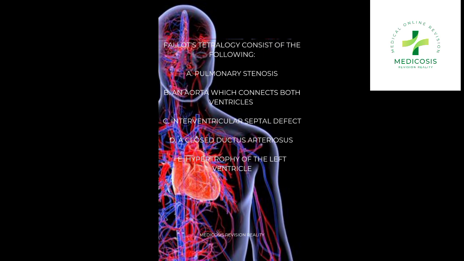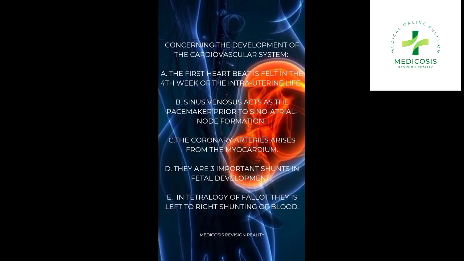Okay, we have reached the end of the pharmacology questions. We go to the last question. Concerning the development of the cardiovascular system. A. The first heartbeat is felt in the 4th week of the intrauterine life. B. Sinus venosus acts as the pacemaker prior to sinoatrial node formation. C. The coronary arteries arise from the myocardium. D. There are 3 important shunts in fetal development. E. In tetralogy of Fallot there is left to right shunting of blood.